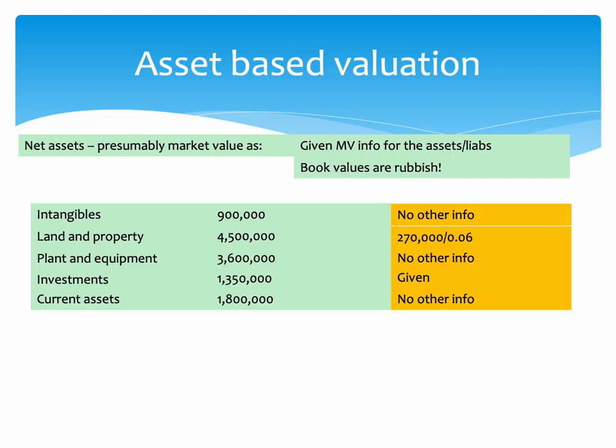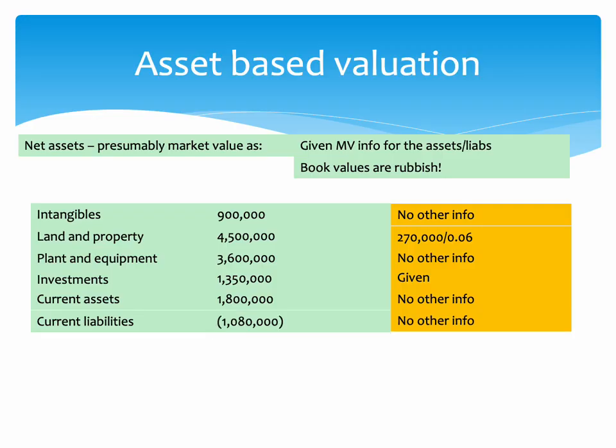So that's all of the assets that we've got on our balance sheet. To get to net assets, all we're then going to have to do is deduct the liabilities. So again, just work your way down the sheet. We've got current liabilities of £1.08 million. Now again, just like the current assets, I don't actually have any other information on that. So I'm going to assume that they are just at market value as well, and we'll put them in.